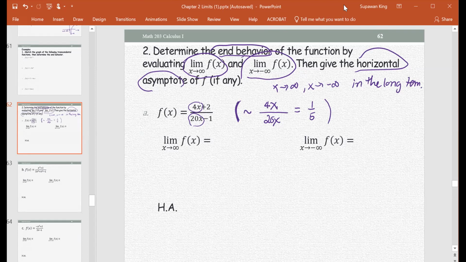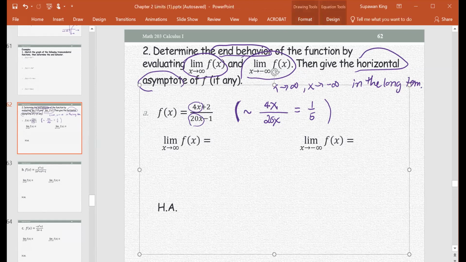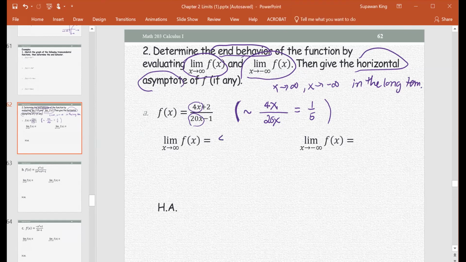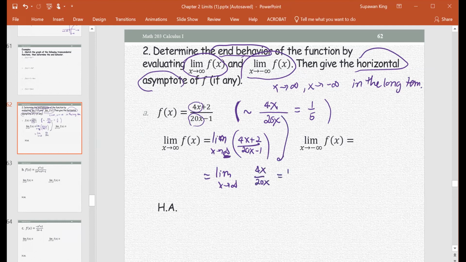Okay, how do I put them together? I'm finding the limit as x approaches infinity of 4x plus 2 divided by 20x minus 1. So that is the same as, since this is infinity, right? I can treat it this way. I look at the larger term, and that will give me 1 over 5.